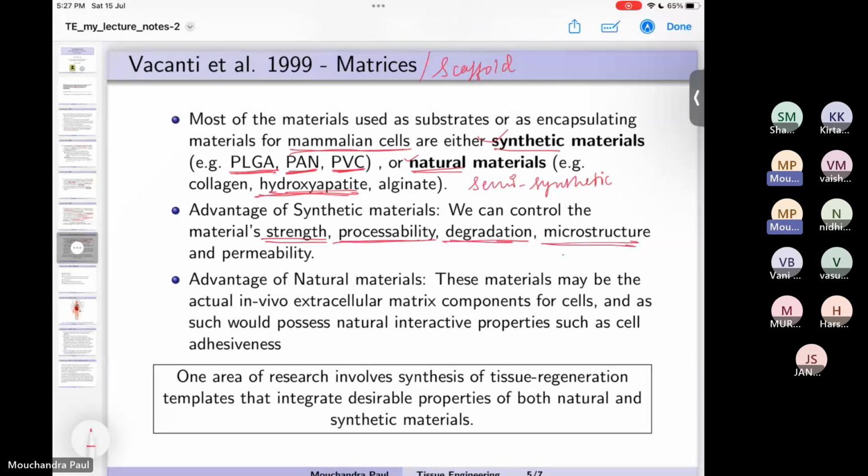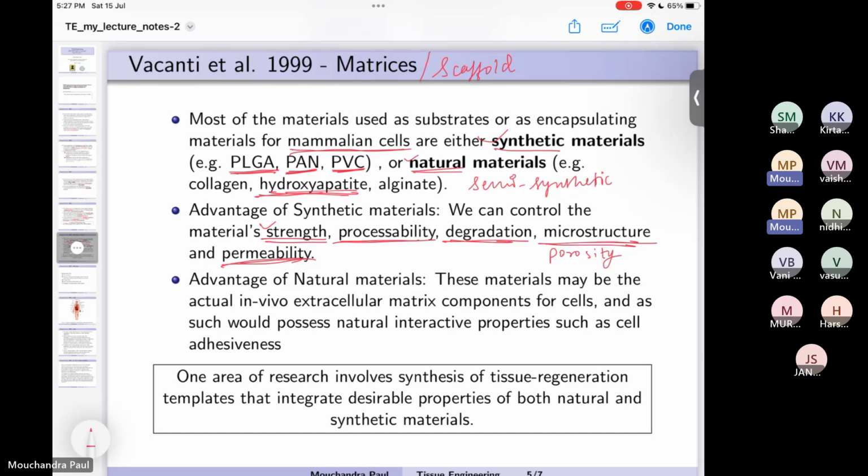The microstructure, I mean the porosity and permeability. Okay, so these things we can control. You will understand gradually why we need to control all these 4-5 things that I mentioned, but I think you can understand why strength is important. Other degradation microstructure, we will come to it later.